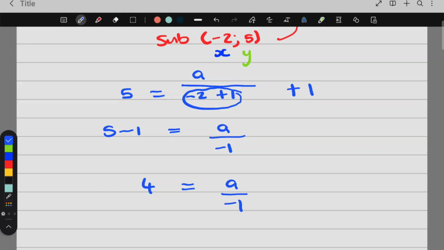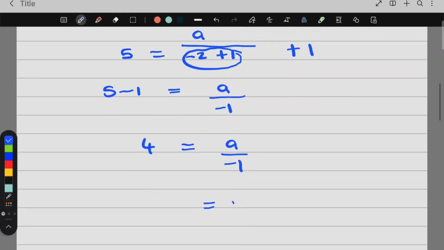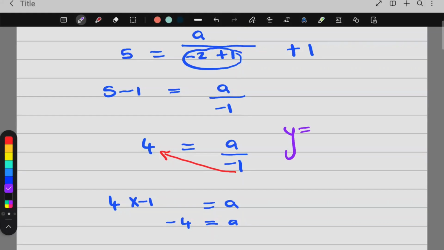A over negative 1. And then to solve for A, we cross multiply. So we say 4 times negative 1, and the answer for A is negative 4. Therefore, the equation of the hyperbola is y is equal to negative 4 over x plus 1, and plus 1 for Q. And that's the equation of the hyperbola.